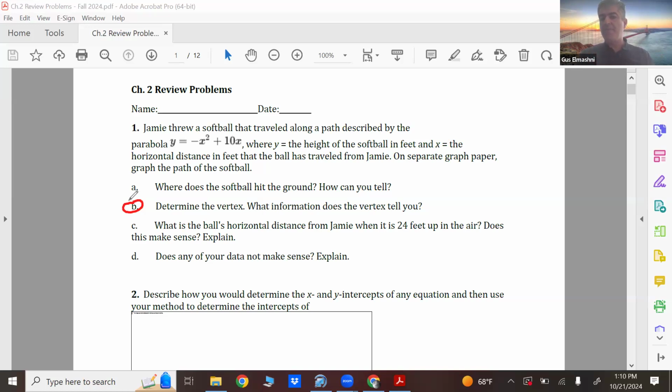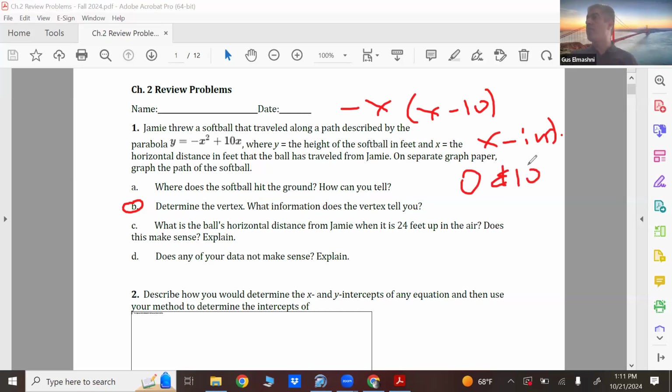But anyway, part B, I think, is a fair problem to do. Like, how would I find a vertex? What would I do for number one? Jazz, go ahead. Yeah, you can factor out negative x, and you can get this. And where are your x-intercepts if you factor out negative x? 0 and 10, perfect. And what's the average of 0 and 10? Perfect, that's the x-coordinate of the vertex. Plug it back into the equation to get the y-coordinate that goes with it. And the answer key will show that.